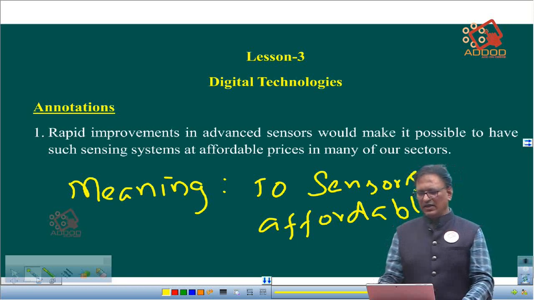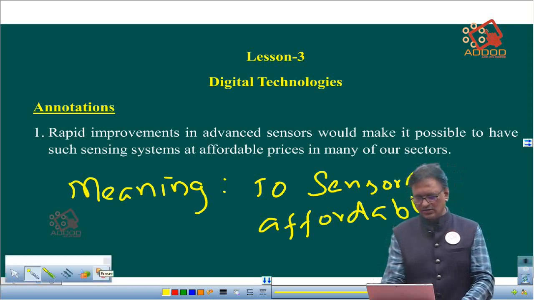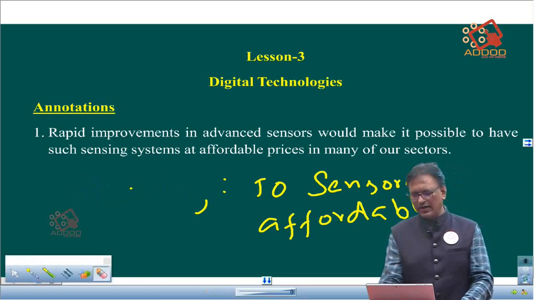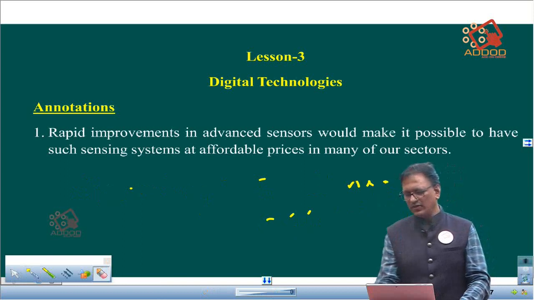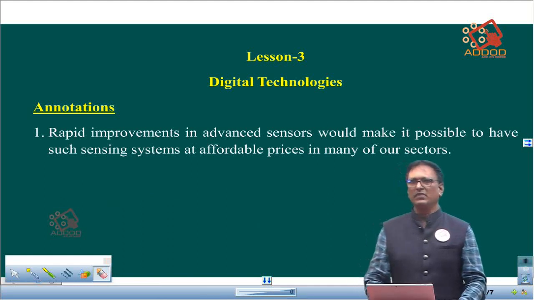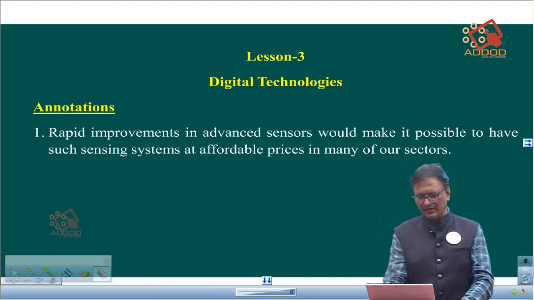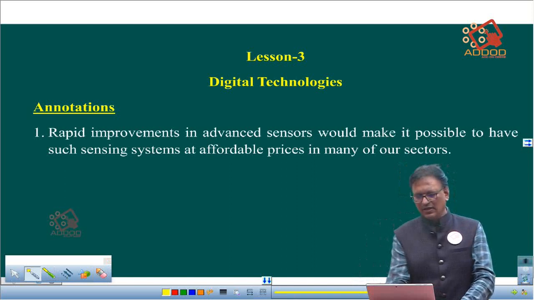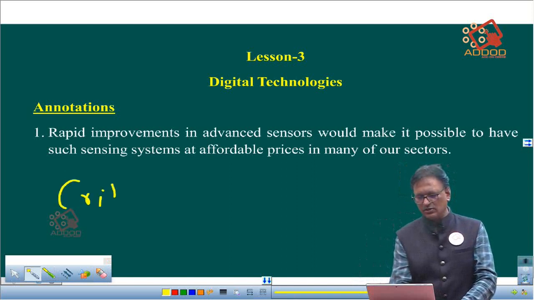So after meaning, you are going to write the third section. I told you every annotation has 3 different sections with subheadings. The first subheading is what, if you remember? Introduction. Second, meaning. And the third subheading here is critical comment.